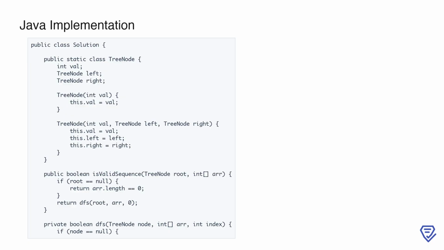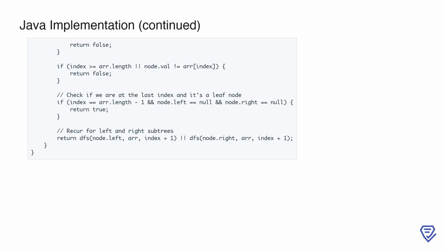Next, we define the main method, isValidSequence, which takes the root of the binary tree and an integer array, arr, as input. This method checks if there exists a root-to-leaf path in the tree that matches the sequence in the array. If the root is null, we immediately return whether the array is empty. Otherwise, we delegate the task to a helper method named DFS, passing in the root node, the array, and an initial index of 0.